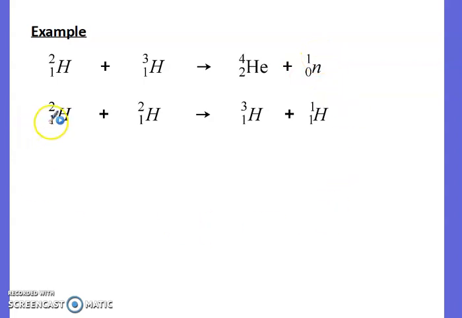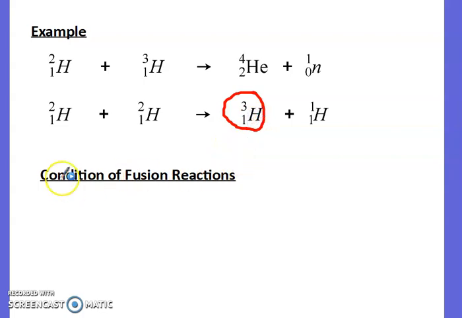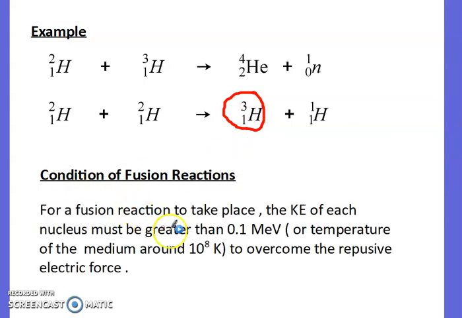Here we have deuterium plus deuterium. They produce tritium and a hydrogen. Also this is a fusion reaction. Two light nuclei produce a heavier nucleus, heavier than this and that. Okay? Now the condition of fusion reaction also, we learn this by heart.